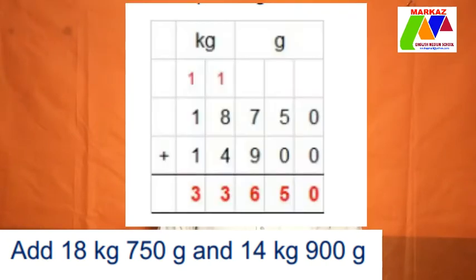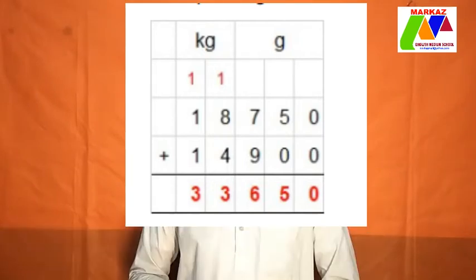0 plus 0, 0. 5 plus 0, 5. 7 plus 9, 16. Write 6 in the answer line, 1 in the next place. 1 plus 8, 9. 9 plus 4, 13. Write 3 in the answer line, 1 in the next place. 1 plus 1 is equal to 2. 2 plus 1, 3.